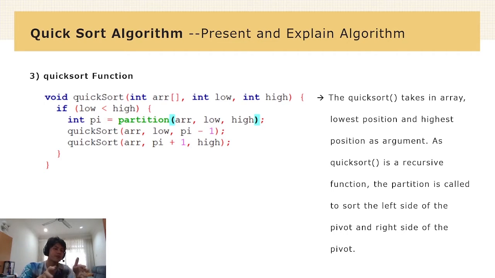For the first quicksort call, it takes the array arr, low, and pi minus 1, where pi is the position of the pivot returned by the partition function. This is to sort the elements on the left side of the pivot by using the partition function again. And then for the second quicksort call inside the quicksort function, the arguments are arr, pi plus 1, and high. This is to sort the elements on the right side of the pivot.